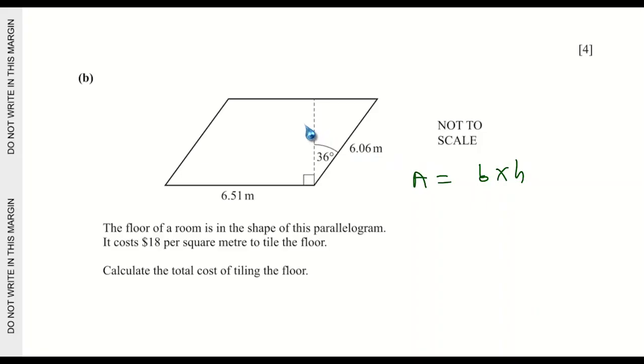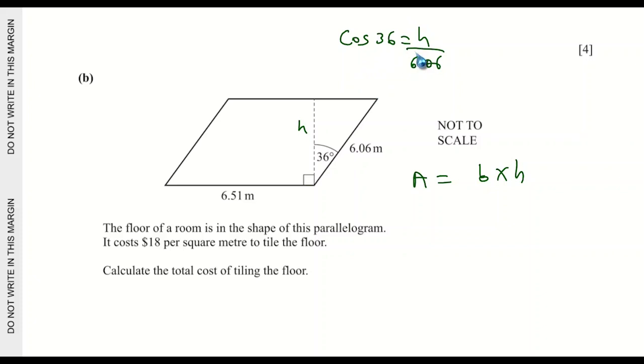But in this case the height is missing, so we need to use SOHCAHTOA to get the value of h. The base is obvious, 6.51. From here we know that this is opposite, adjacent, and hypotenuse, right? So we can say cos 36 equals h over 6.06.